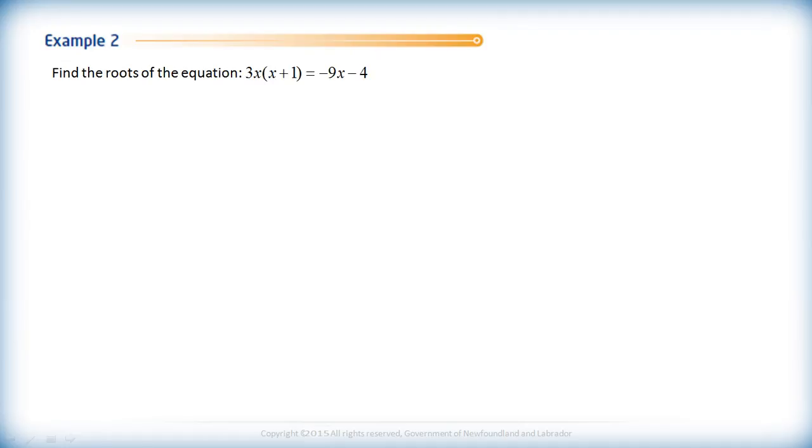Find the roots of the equation. Example 2. 3x times x plus 1 equals negative 9x minus 4. I believe, if I'm not mistaken, that's a typo. It's supposed to be 5x minus 4. Excuse me, that's a 5. Sorry about that. Alrighty, so let's see what we can do with this now.